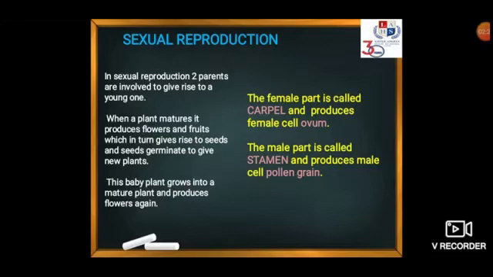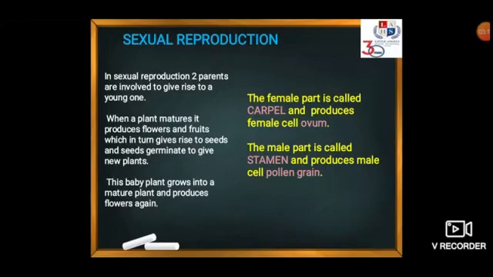Now, when a plant matures, it produces flowers and fruits. This we already know. Now, in flowers, there are a male reproductive part and a female reproductive part, which produce male cell and female cell respectively. Now, these female cell and male cell fuse to form a seed. Now, when these seeds are sown into the soil, they germinate to give a new plant, which is a baby plant. This baby plant grows into a mature plant and produces flowers again.